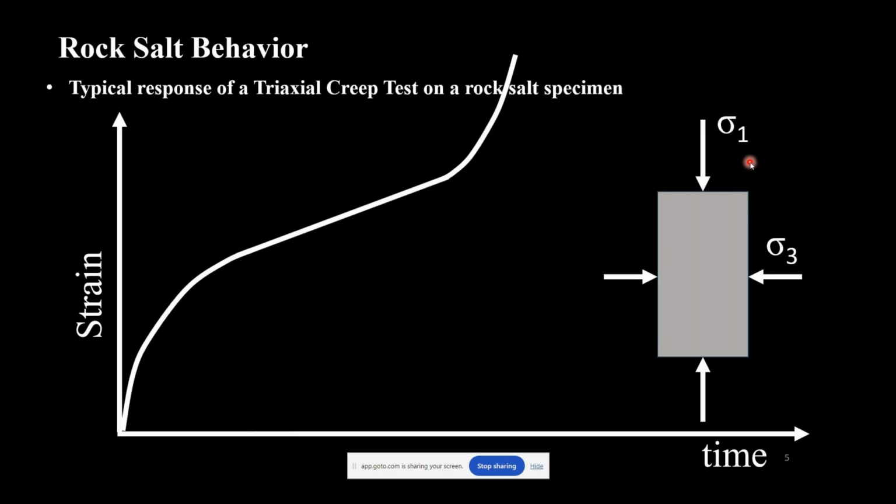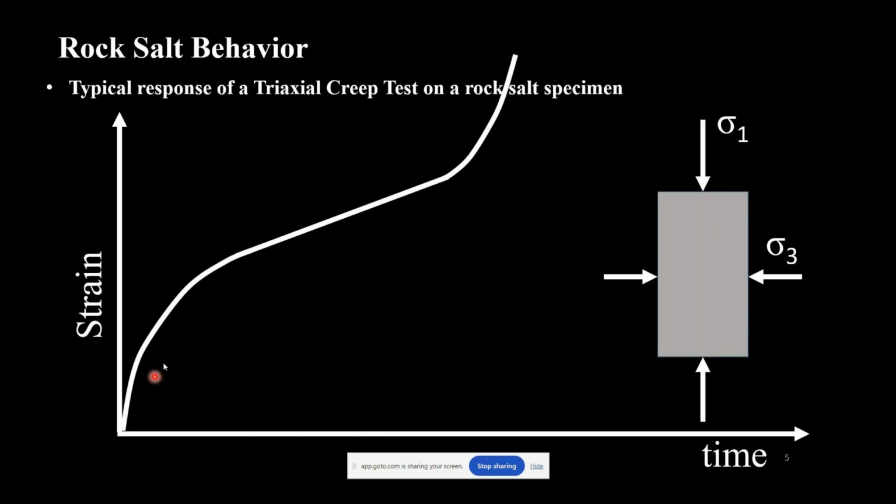And then after we apply the axial load, we impose a differential stress or shear stresses in the specimen, and the creep deformations in rock salt are triggered when we have shear deformations imposed into the rock. And then we have deformations with no stress change, which we call creep deformations.